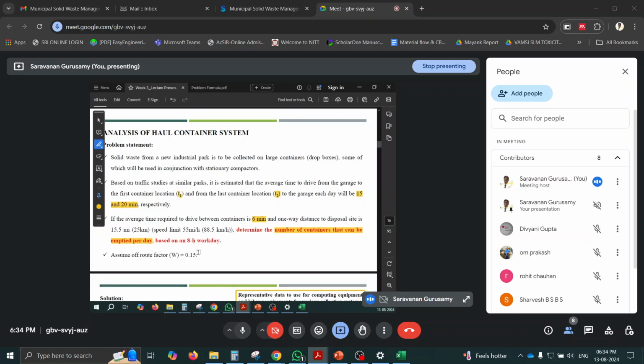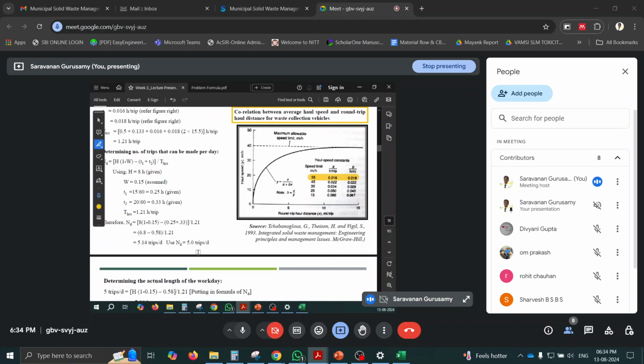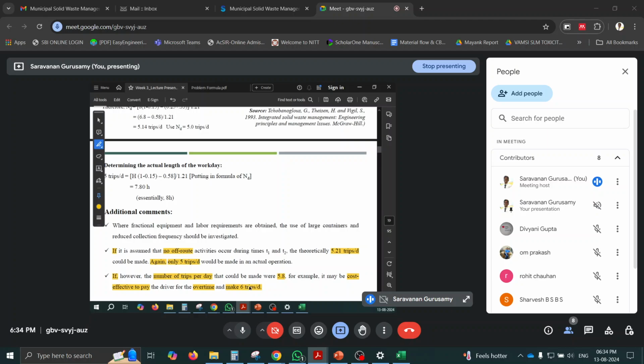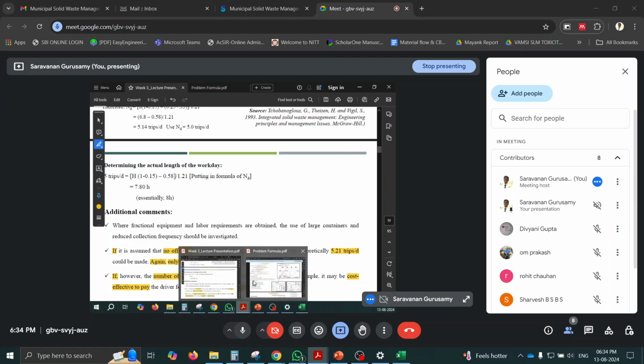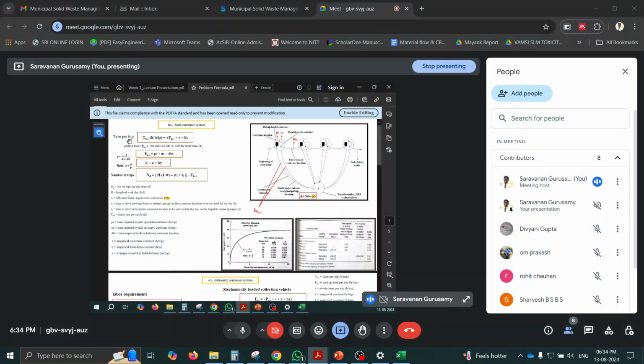Assume off-route factor is 0.15. So our aim is to find the number of trips. For that, the formula I have already mentioned to you. Number of trips, Nd, equals H into (1 minus W) minus (T1 plus T2), divided by the time taken per trip. That is THCS, that means the hauled container system. So we have to find THCS first.